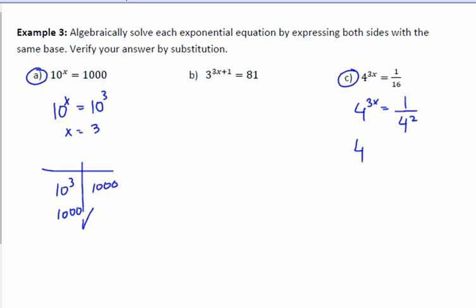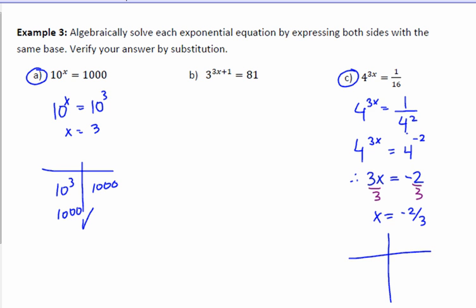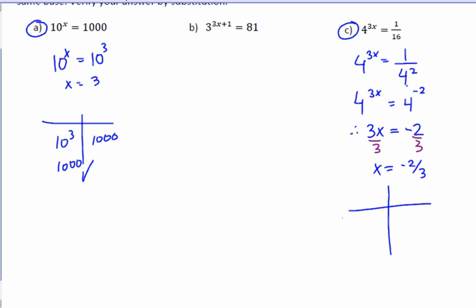Okay, let's go to C. So we first make 16 with base 4, guys. So now, to bring it up, it becomes 4 to the power of -2. Now, because we have base to the power equals base to the power, what can we conclude? 3x equals -2. We want to solve for x. Now we divide by 3, so x equals -2/3. So your check should look like 4 to the power of -2/3 has to equal 1 over 16.